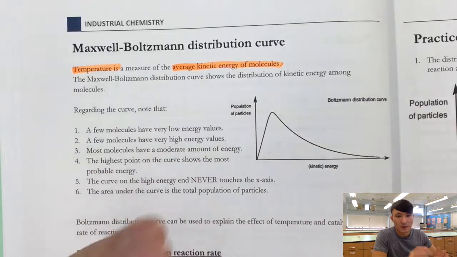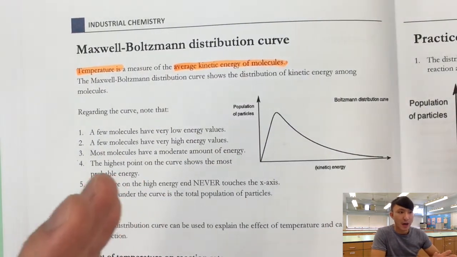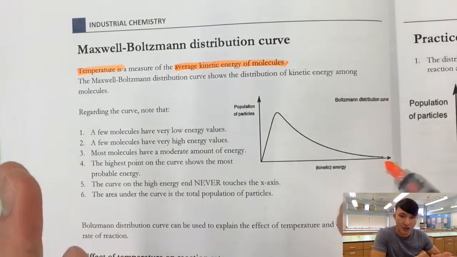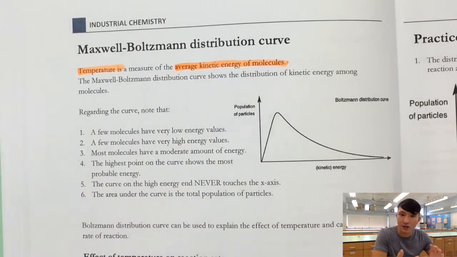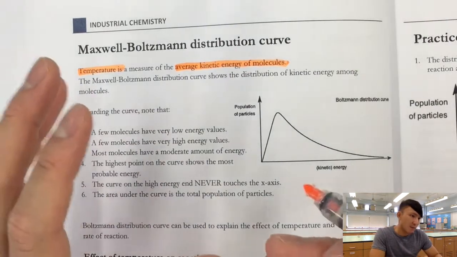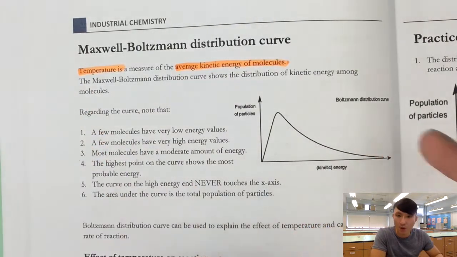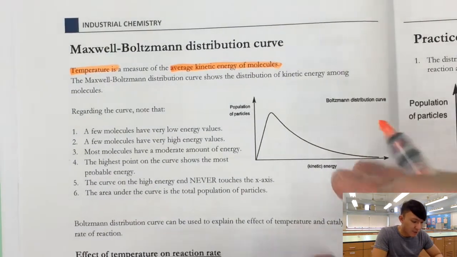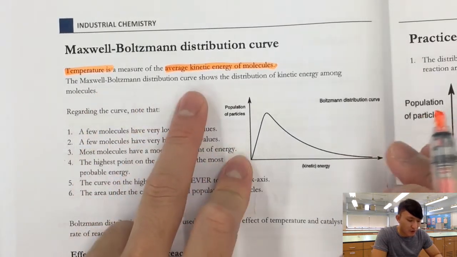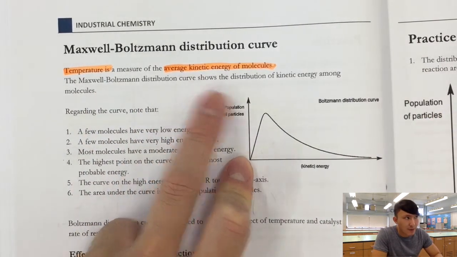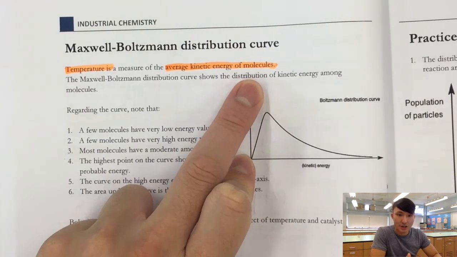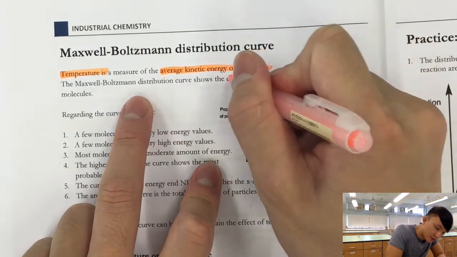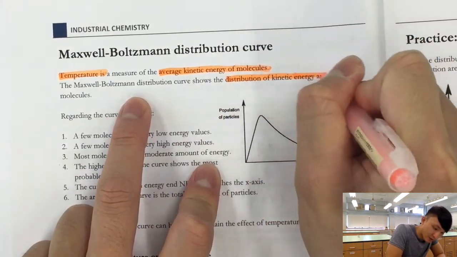That means for a given temperature, like room temperature, we have different molecules having different kinetic energy. Some may be having a higher kinetic energy, thus moving faster. Some may be having a lower kinetic energy and therefore moving slower. So we are talking about average kinetic energy. And down here, the Maxwell-Boltzmann distribution curve basically describes the distribution of kinetic energy among these molecules. Okay? So distribution of kinetic energy among these molecules.